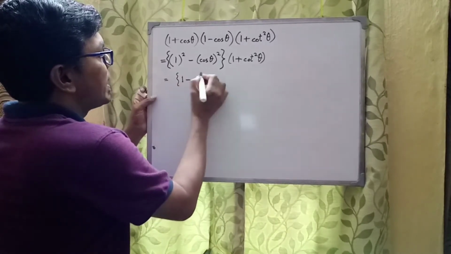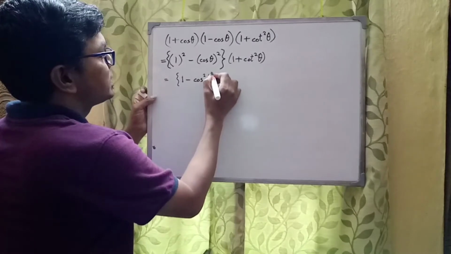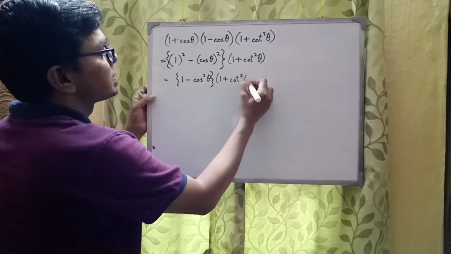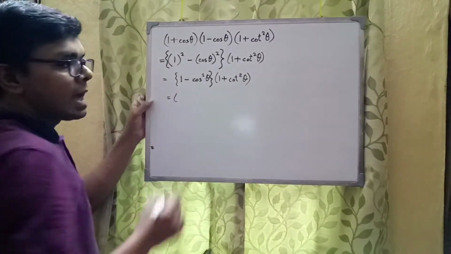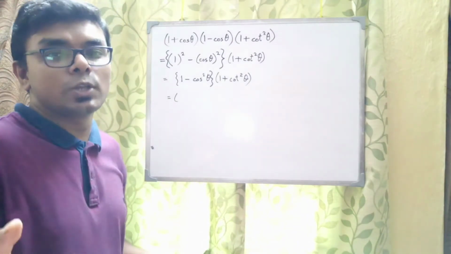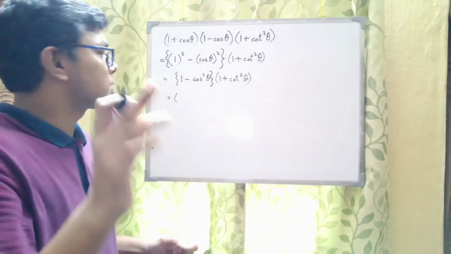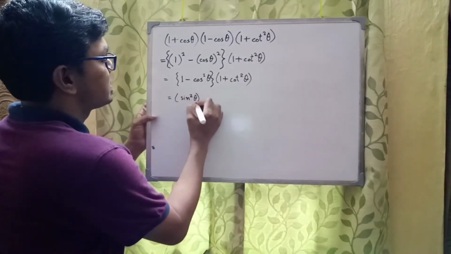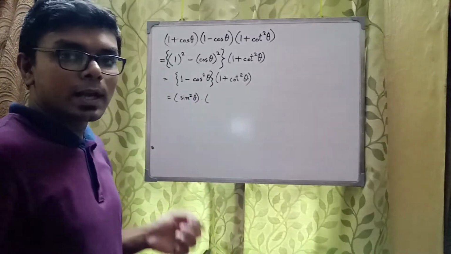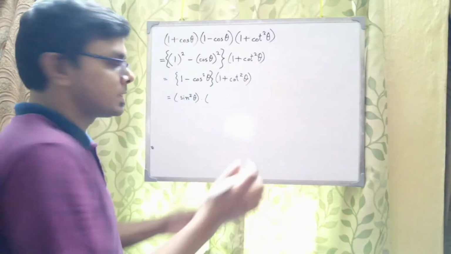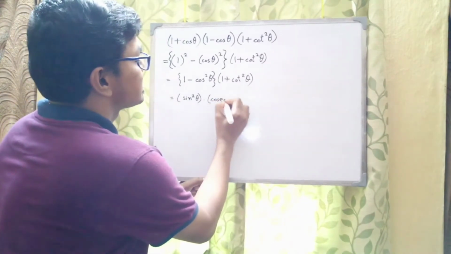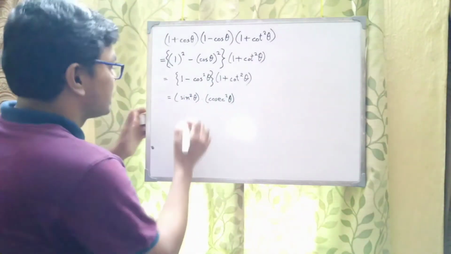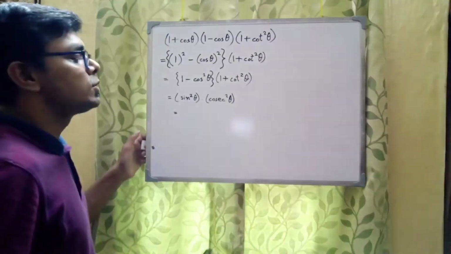this is 1 minus cos square theta, and we have 1 plus cot square theta. Now we have the identity sin square theta plus cos square theta equals 1. From there we get 1 minus cos square theta equals sin square theta. So this is actually sin square theta into, now we have another identity, 1 plus cot square theta equals cosec square theta. So you see that every now and then the identities which I showed you in the beginning, they are required. So we are left with sin square theta into cosec square theta.